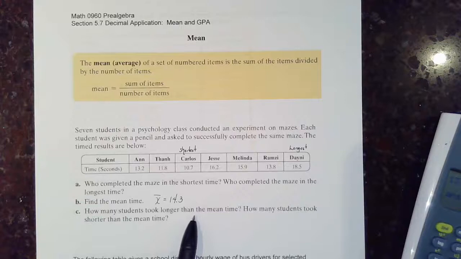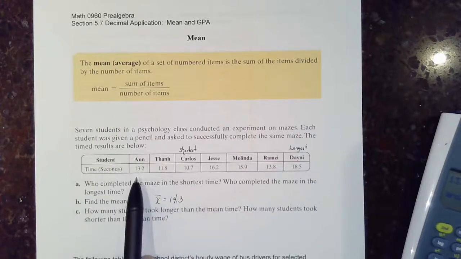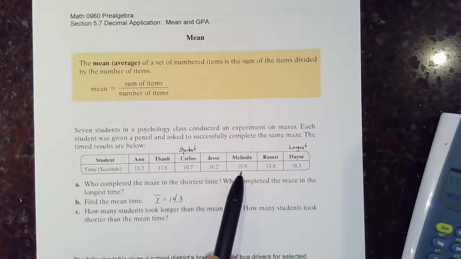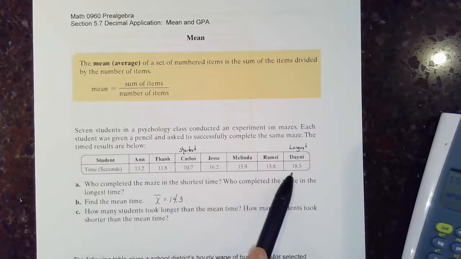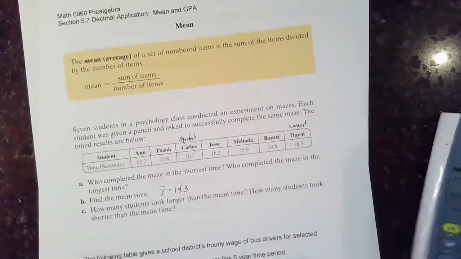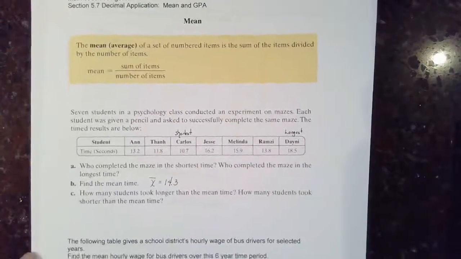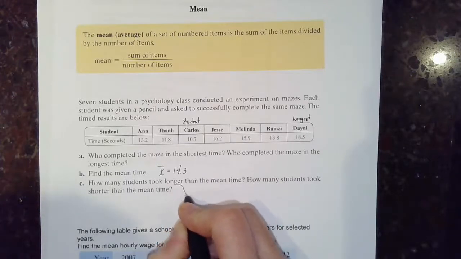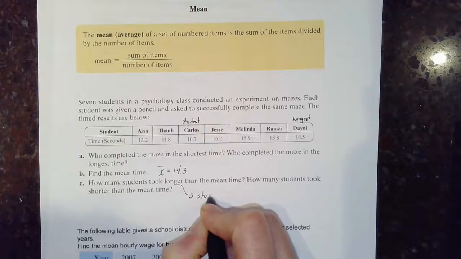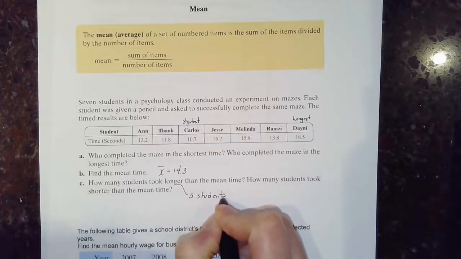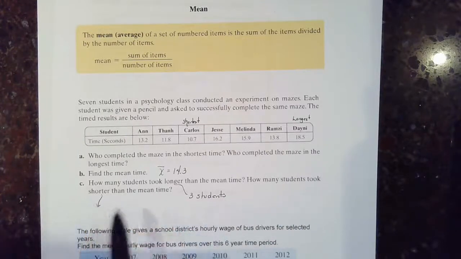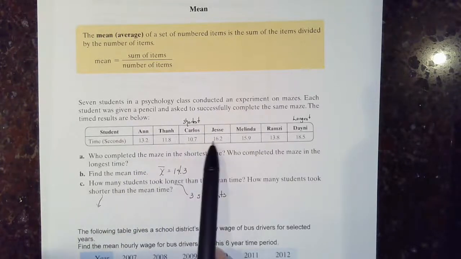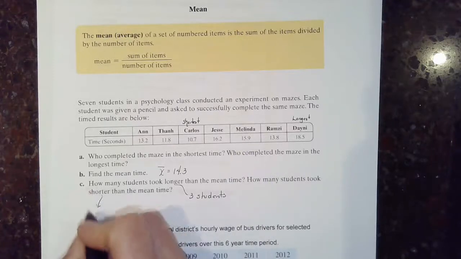Okay, so they want to know then how many students took longer than the mean. Well, the mean's 14.3, so not longer, not longer, not longer. Oh, there's 1, 2, 3. So 3 students took longer than the mean. How many students took longer than the mean? That would be 3 students. And then how many students took shorter? Let's just make sure. So that's 1, 2, 3, no, 4. So that adds up to 7.